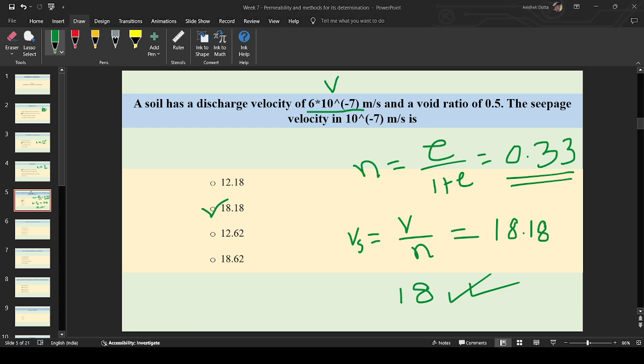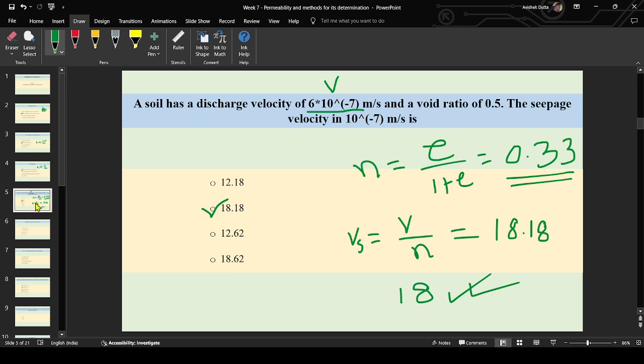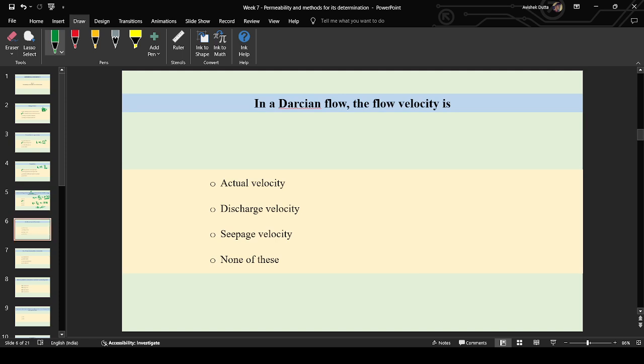Good. Next question: in a Darcian flow, the flow velocity, as used in the numericals in the general form of Darcy's law, is what is it called?